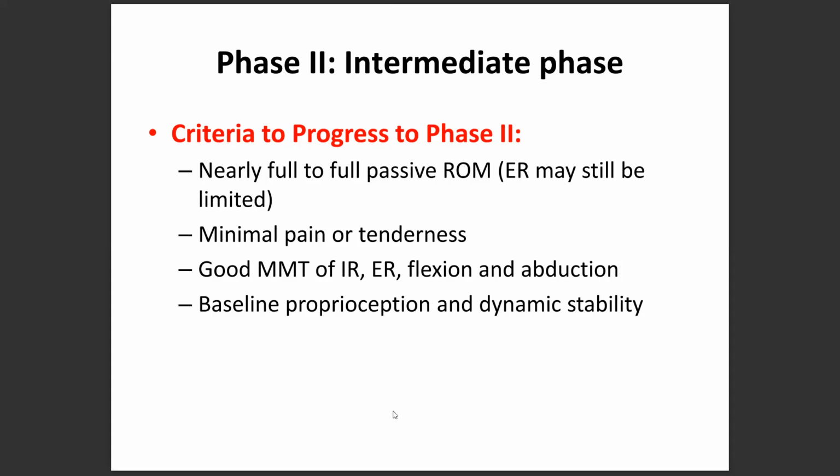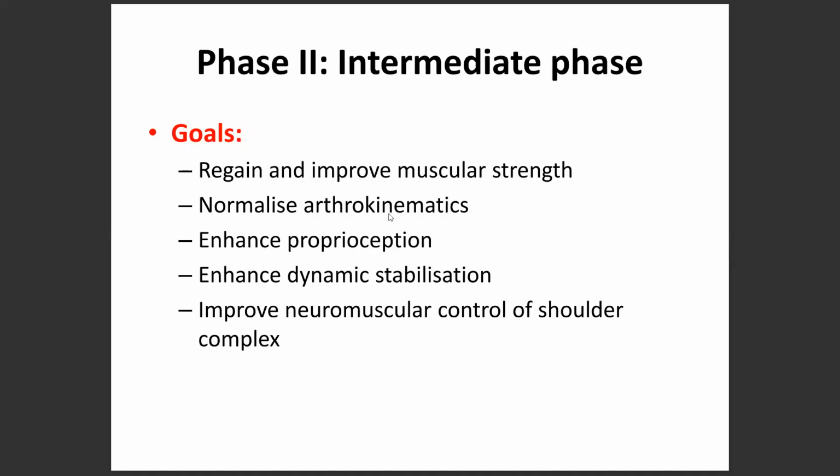Similarly, good manual muscle testing of internal and external rotators, flexion and abduction, and baseline proprioception and dynamic stability. All these have been achieved through the exercises we discussed in the previous slides. And when all these points are fulfilling that criteria, then we can progress to phase 2.